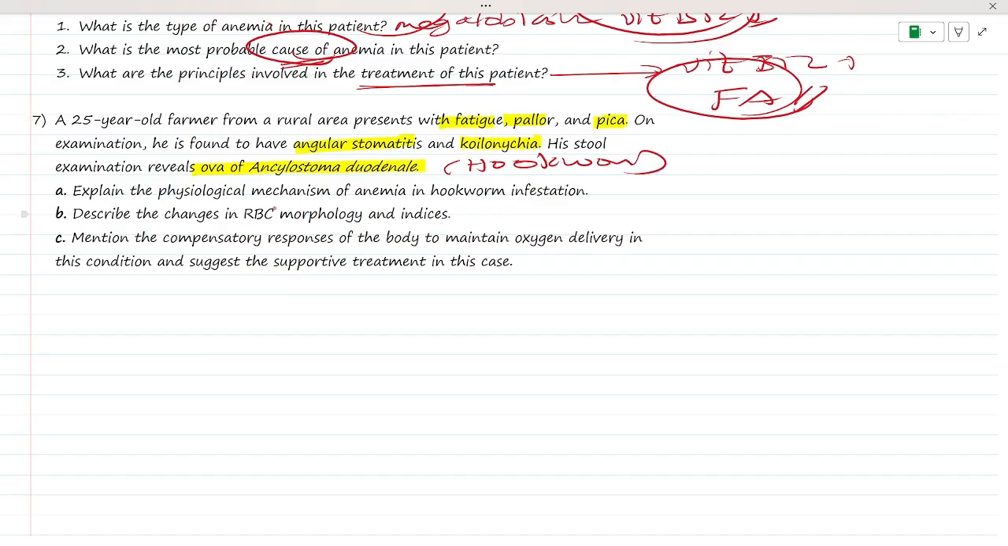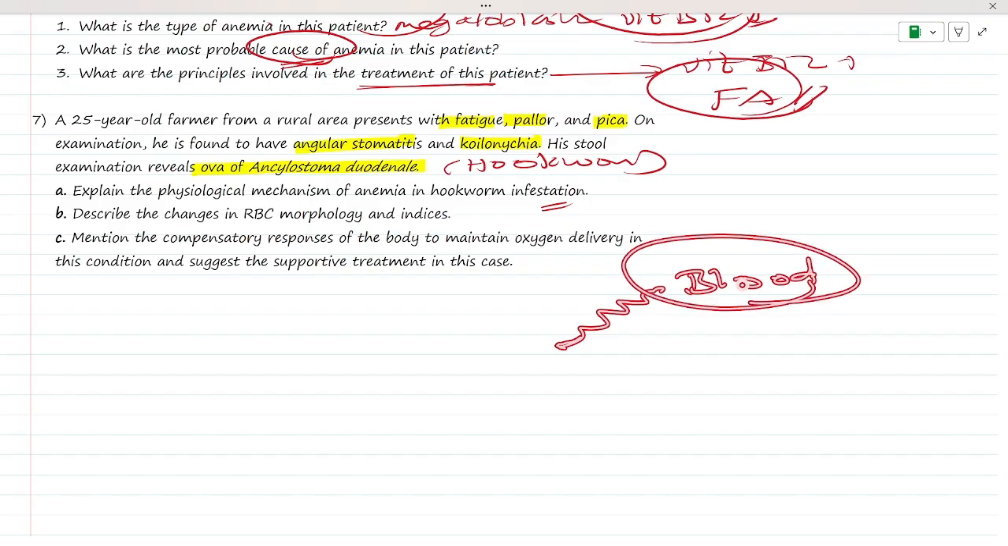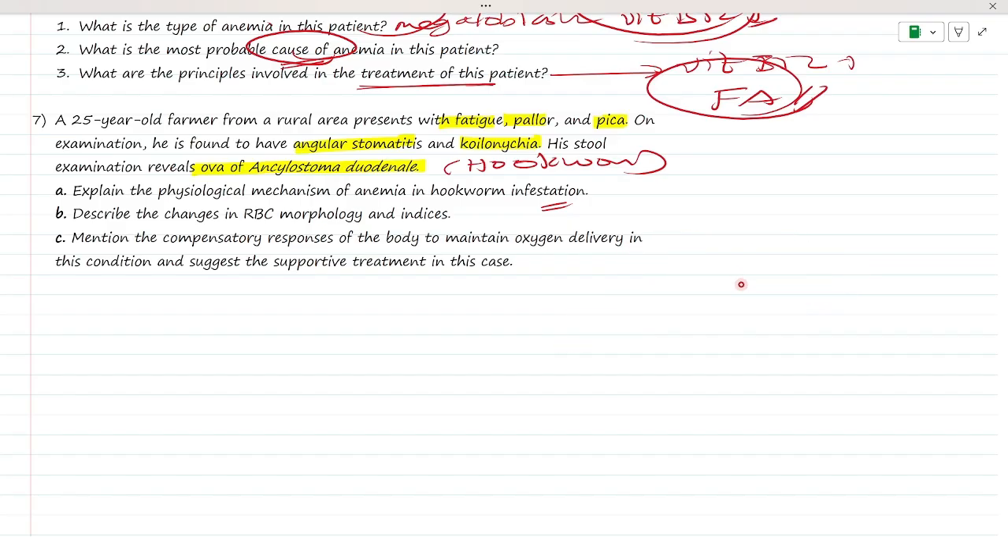Okay, explain the physiological mechanism of anemia in hookworm infestation. So what happens in this hookworm infestation? What does this hookworm actually do? The Ankylostoma duodenale, the hookworm, attaches to the intestinal mucosa and sucks blood from the capillaries. It feeds on our blood. So each worm causes a chronic blood loss.